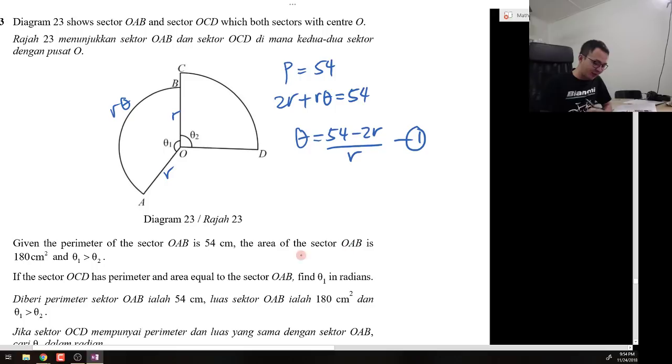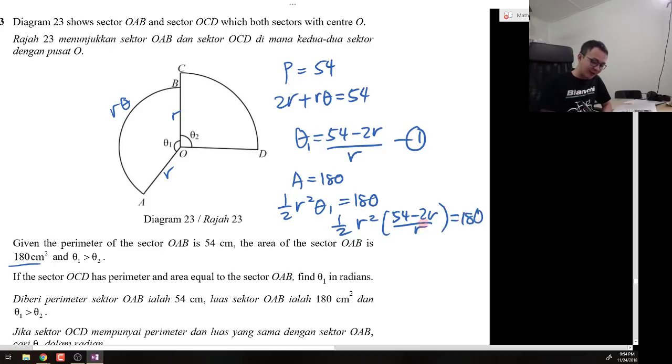And then I have the area. Okay, area equals 180. Half r squared, this is theta 1, theta 1 equals 180. So I will sub my theta 1 into here. So half r squared times (54 minus 2r) over r equals 180. I simplify this equation. This one moves here with 360 times 2. So 54r minus 2r squared. Divide 2 for the whole equation. 27r minus r squared equals 180.